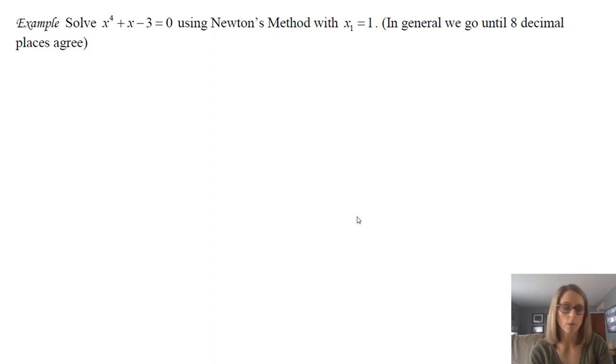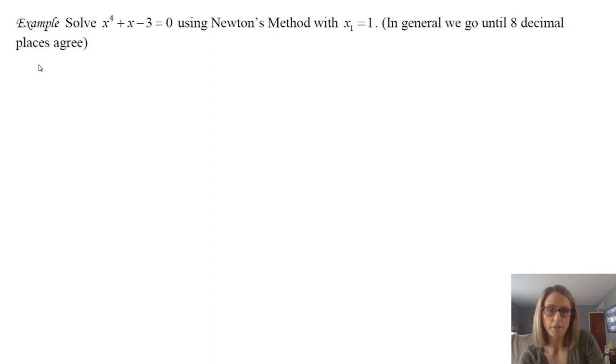Now it says in general we go until 8 decimal places agree. That is a lot. I understand that. Typically I'm just going to ask that students use the iteration a few times. Can you show that you can keep going a couple times and see what you get? So don't worry too much about having to do this like 10 times or something. You would not have to do that.